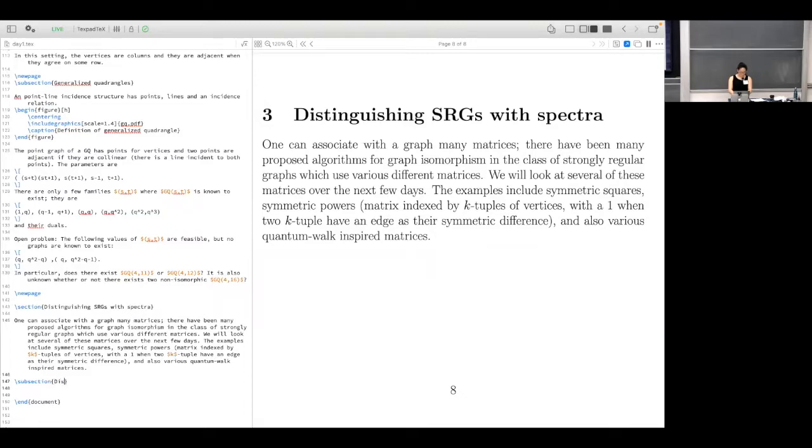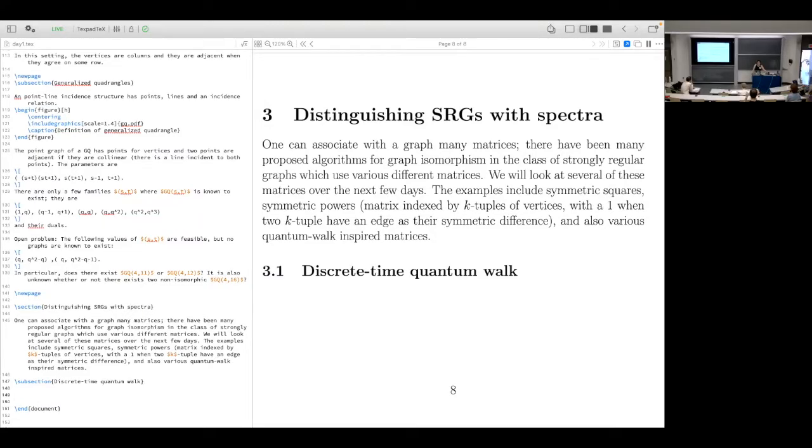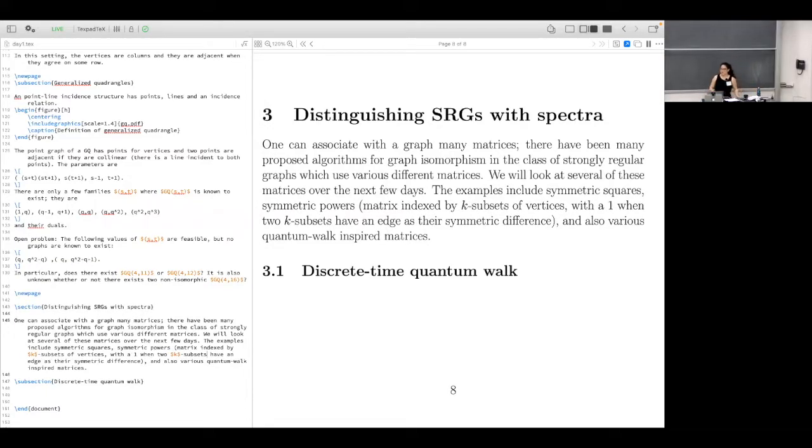Discrete time quantum walk. Yes, I think so. No, k-subsets. They should be k-subsets. I think it doesn't make a difference because then you just have many copies of the same k-tuple. The adjacency relation is only about their symmetric difference, which only cares about which set it is. So it would be like taking the Kronecker product with some all-ones matrix.